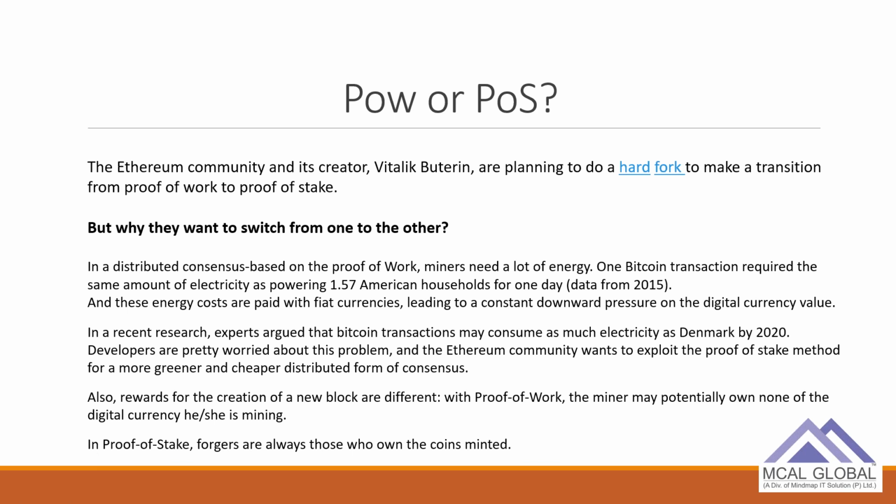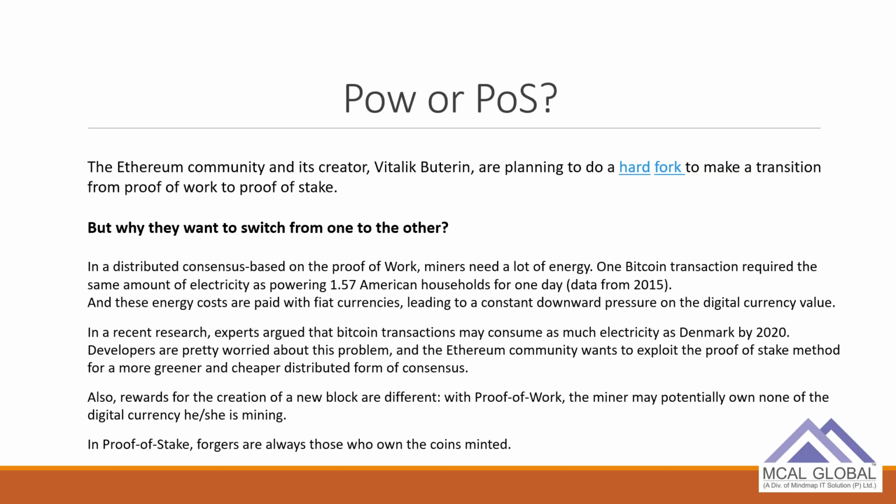So why does Ethereum want to go to proof of stake instead of the current proof of work? Like we talked about, miners waste a lot of energy in proof of work because everyone is competing to create the next block to get the reward. Based on data from 2015, one Bitcoin transaction requires the same amount of electricity as powering 1.57 American households for one day. So to mine one block, you would be spending that much electricity, which has obviously gone up a lot in 2017.